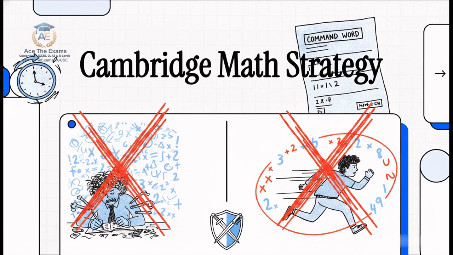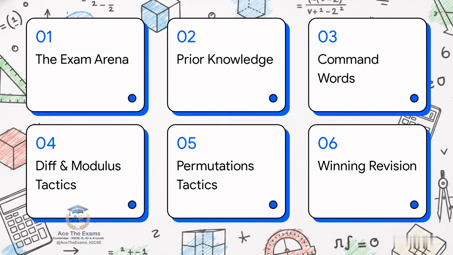But today, we're going to learn how to slice through these complex questions with absolute surgical precision. We are going to master this playbook. Okay, let's dive into this. Here's our exact roadmap to conquering this vast syllabus. We'll cover the exam arena, essential prior knowledge, and decoding command words. Then we'll get into tactics for differentiation and modulus, followed by tactics for permutations and combinations. Finally, we'll wrap up with the winning revision strategy.